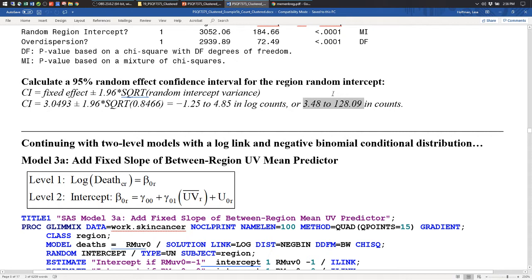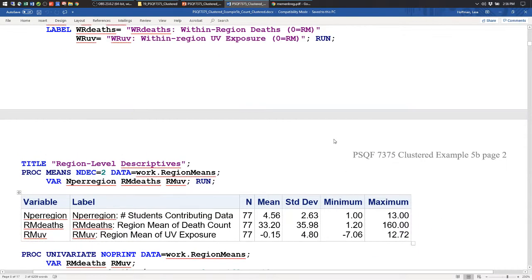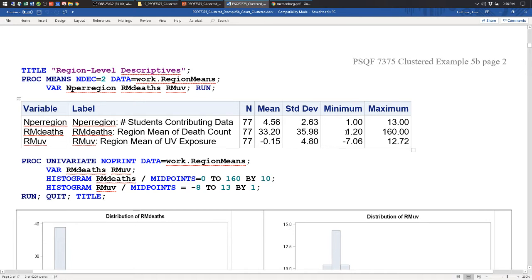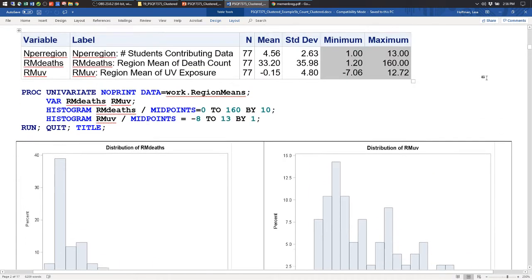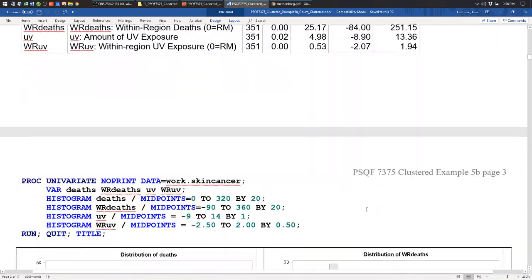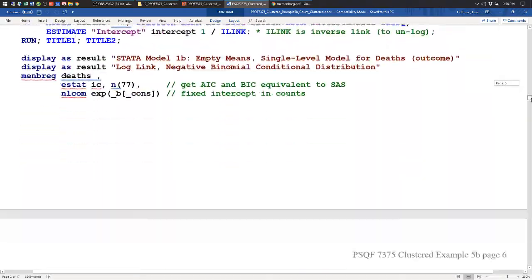So 95% of the regions are expected to have a death count on average, somewhere between 3 and 128. And we can look back to our original descriptive statistics to see how well that jives. So it looks like the model is undershooting the maximum a little bit, but there's not a lot of people out here. So the 95% confidence interval stops about right here. So max is 160 in the data. The end of the confidence interval is 130-ish.